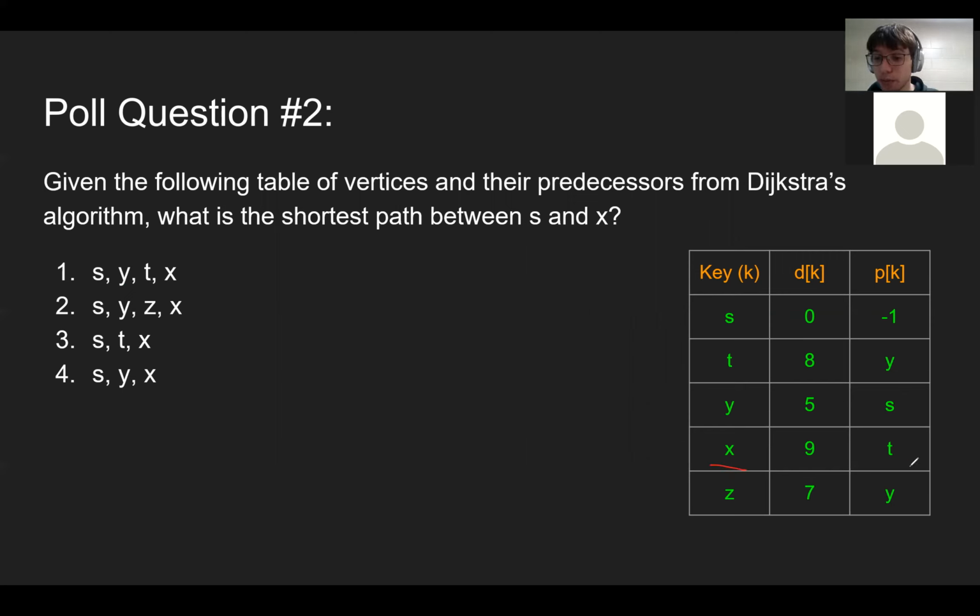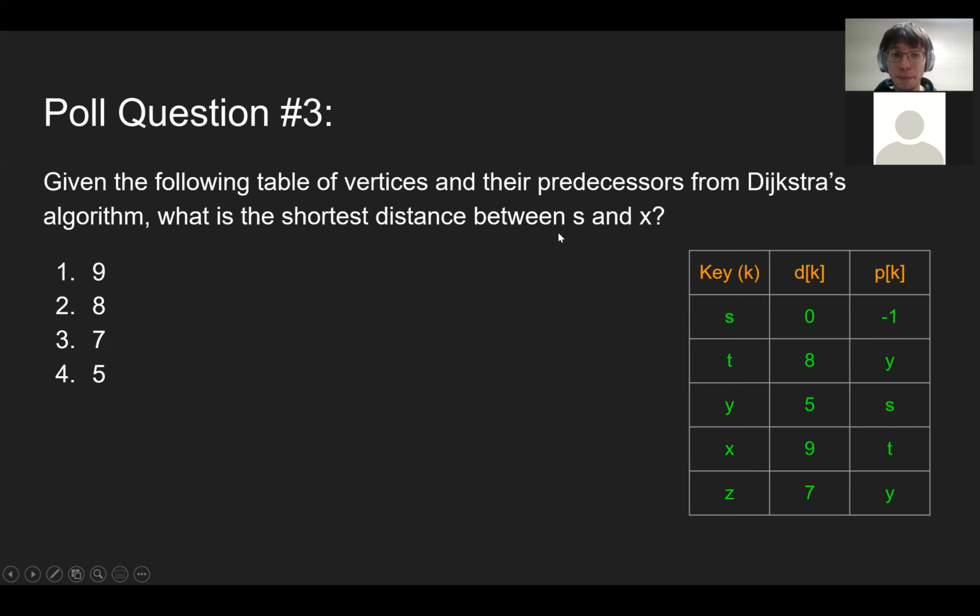So we look at X and we look at its predecessor. Its predecessor is T, so that's the thing that came before it. X is at the end, but the thing that comes before X is T. And then we look at T, what's its predecessor? Y, so the thing that comes before T is Y. And the thing that comes before Y is S. We kept looking until we reached S, and then we're done. There's nothing else to look at. So that's our shortest path: S, Y, T, and X. And that's how we do these problems. Cool.